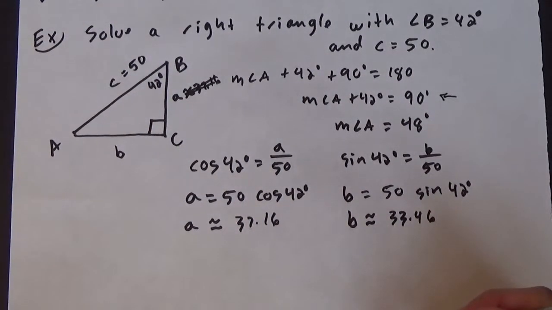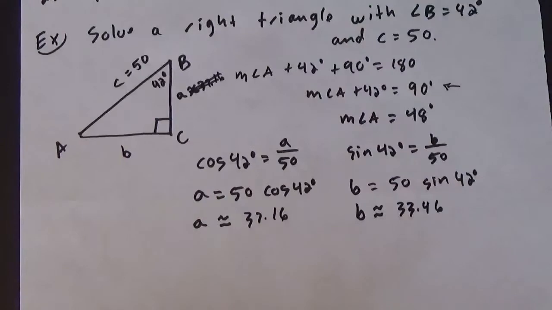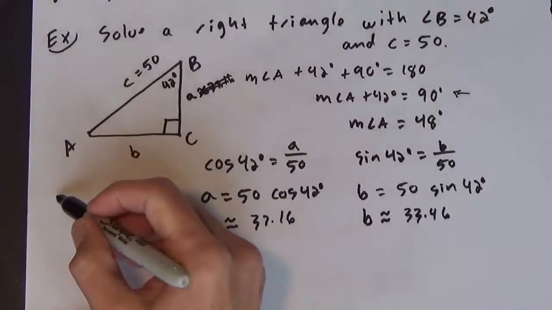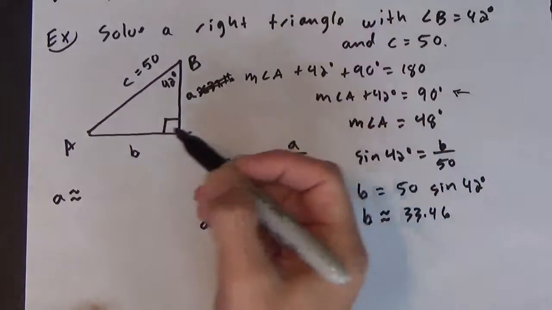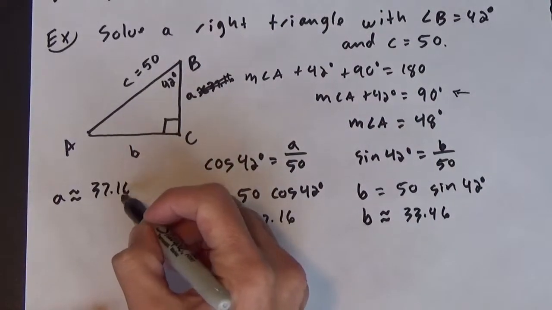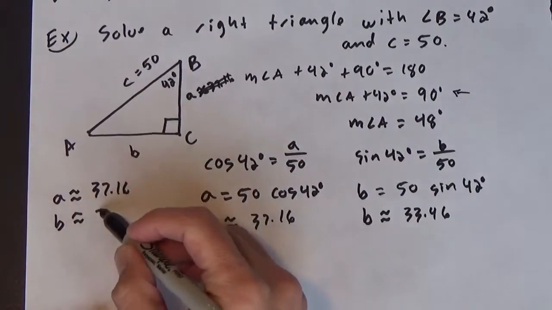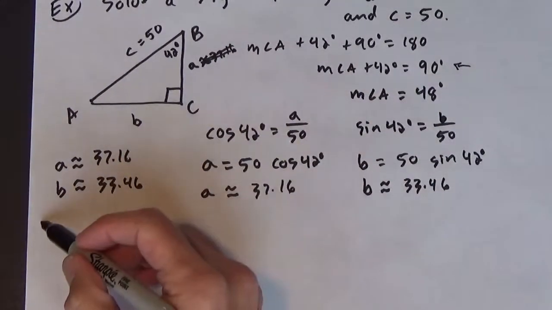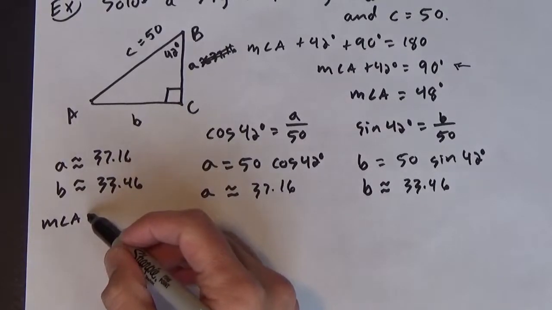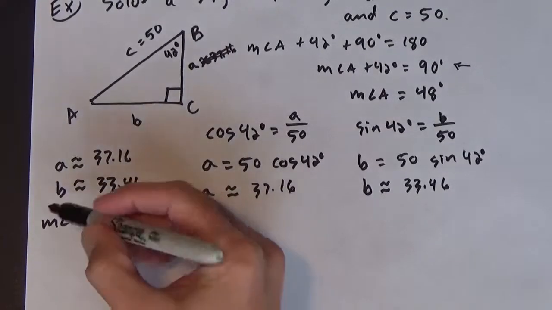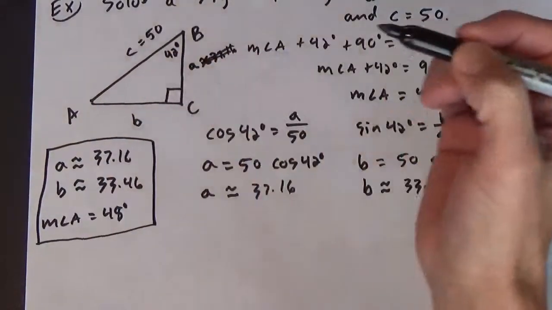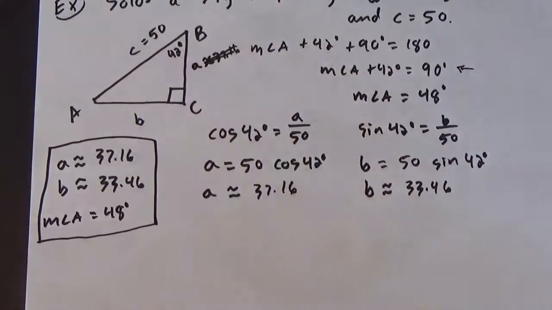All right, the last thing you have to do is organize your answer. We'll put the sides first. A is approximately 37.16. B is approximately 33.46. Do put this in alphabetical order. And then we'll do the angle. Measure of angle A equals 48 degrees. We put a box around that so it's a little bit easier to grade. And there you go. Good.